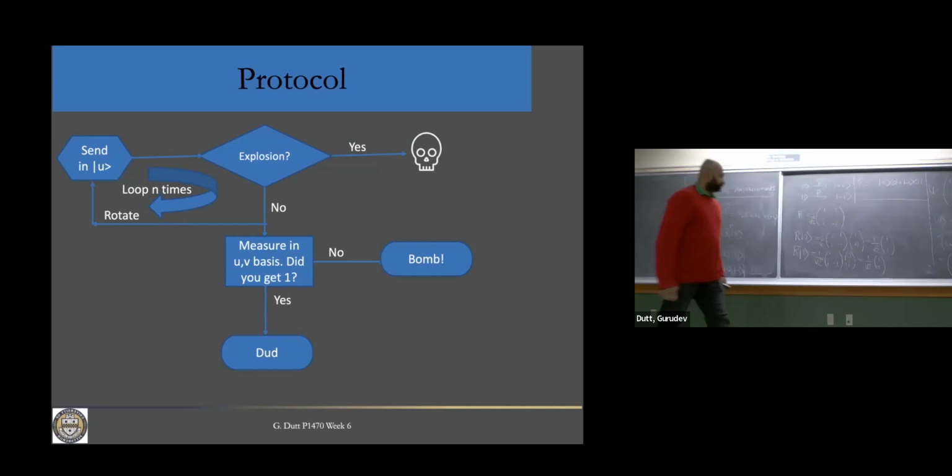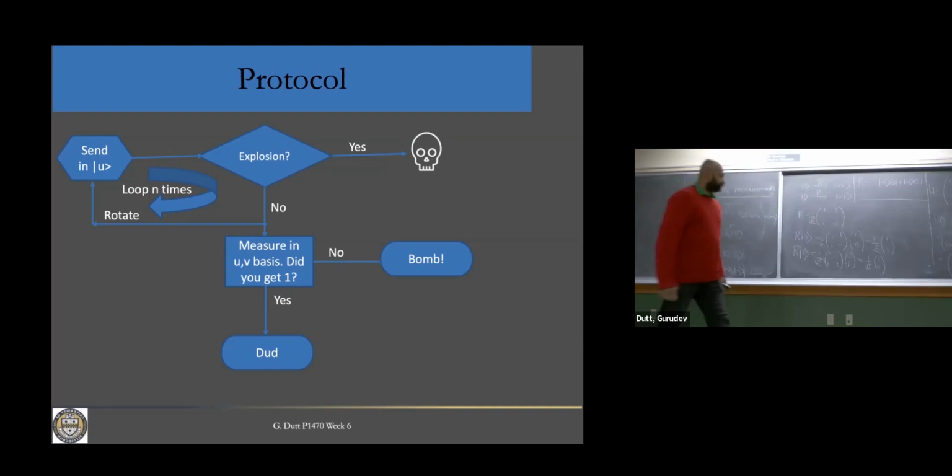So if it's still in the U state, that means that it was constantly measured so that it remained in the 0 state. Each time it remained in the 0 state and got sent back. So the fact that it came out as U tells me right away that it's a bomb, because U, remember, is 0 in our basis. It's a 0 state.